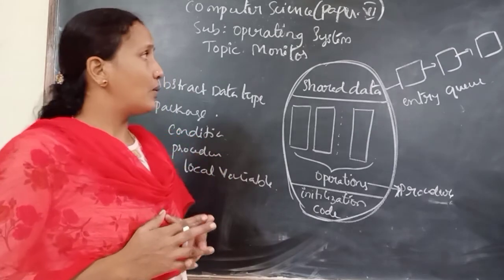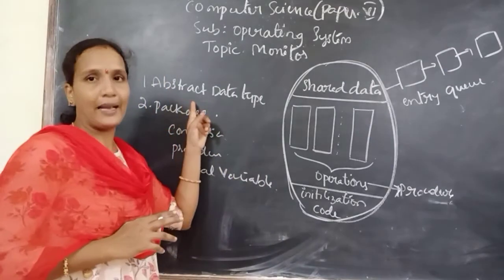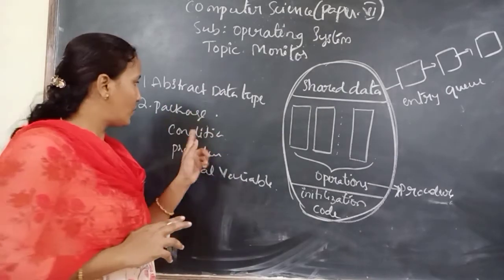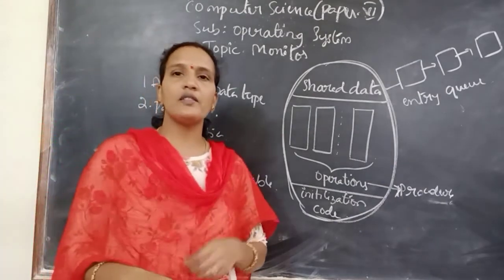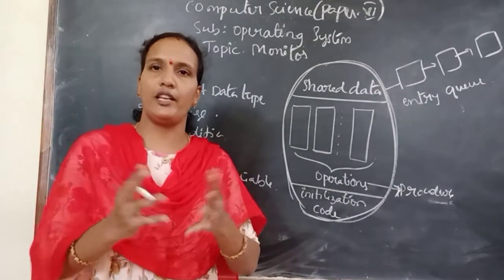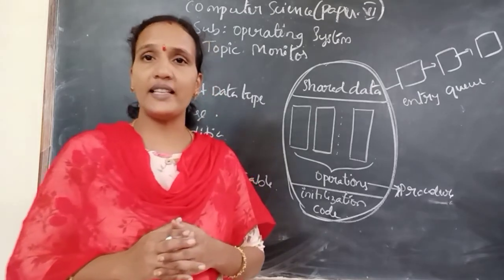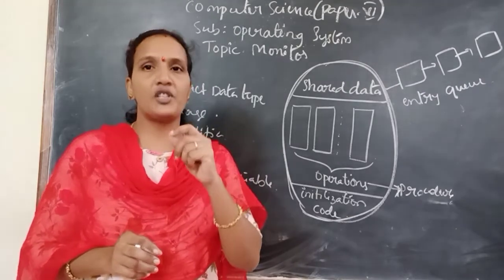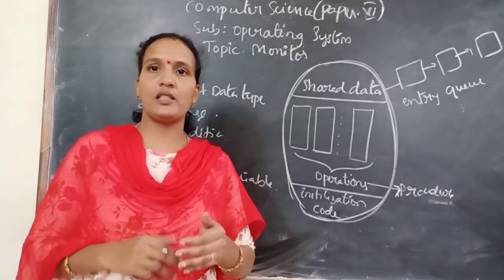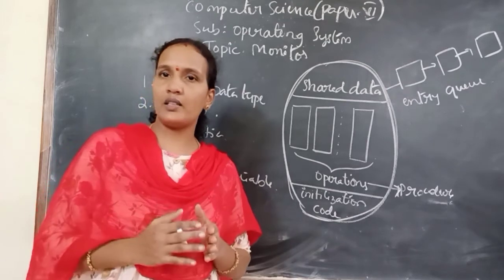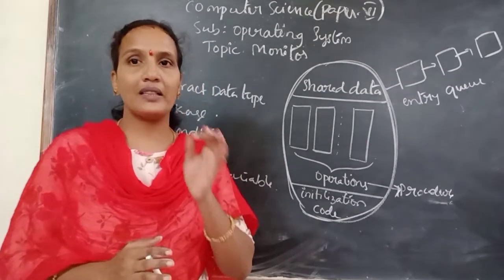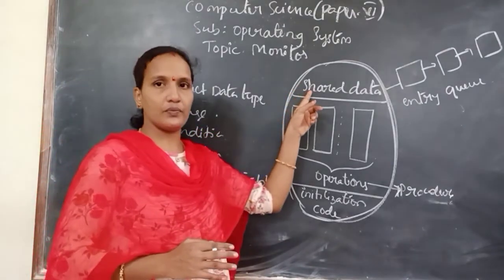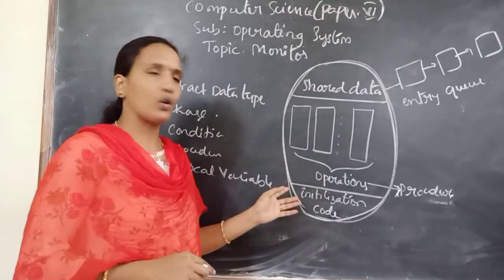As I said, it is an abstract data type, which contains functions, variables and conditional variables. What is a conditional variable? Conditional variables are variables only, but they contain the state of the shared variables. The state means whether it is busy or in an idle mode. It contains the state of the shared variable. Those are conditional variables.